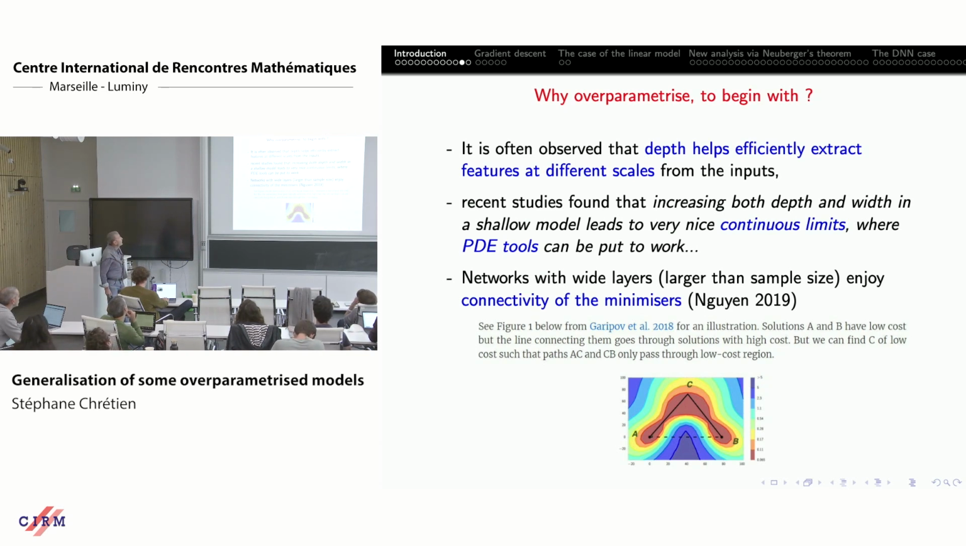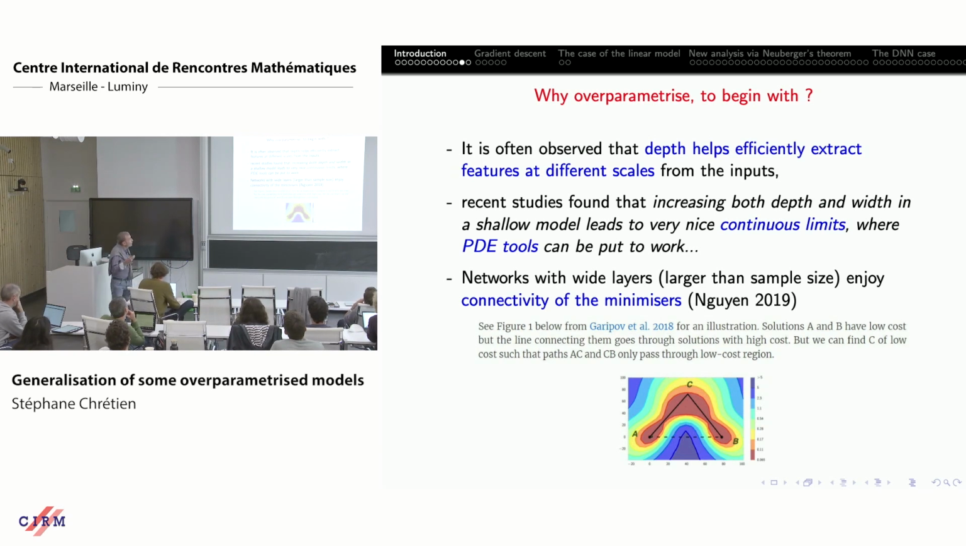So why overparameterize? Because we know that there are some pitfalls behind this idea. There are some very interesting results that can make us understand that this is very important.